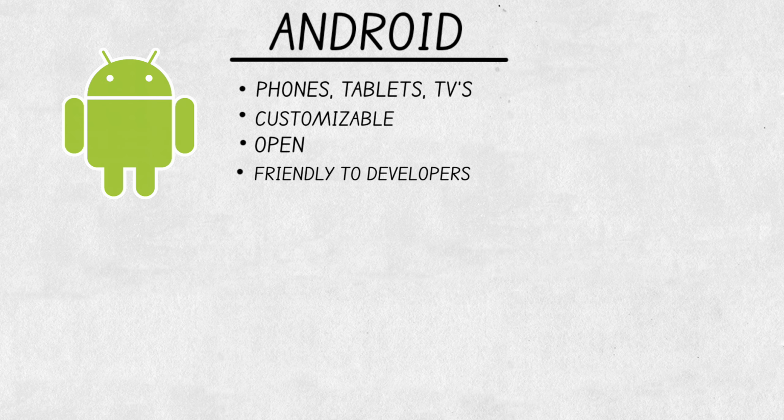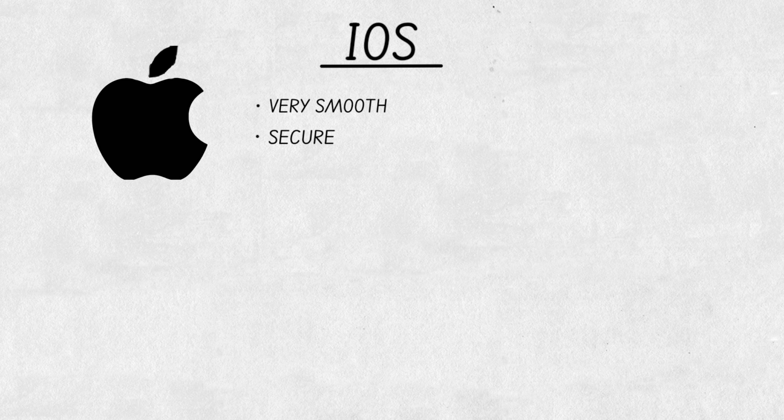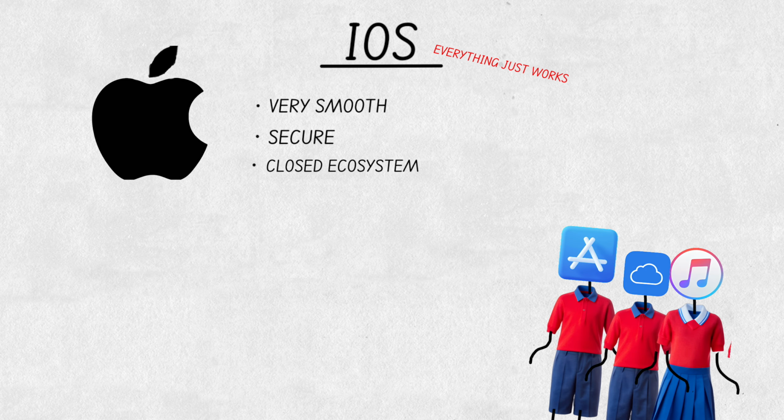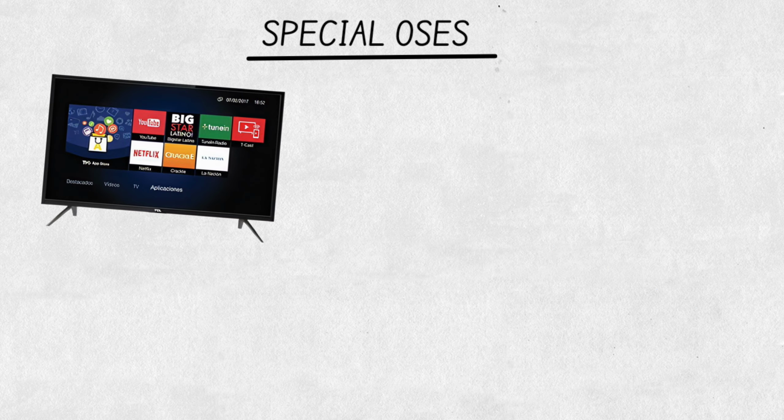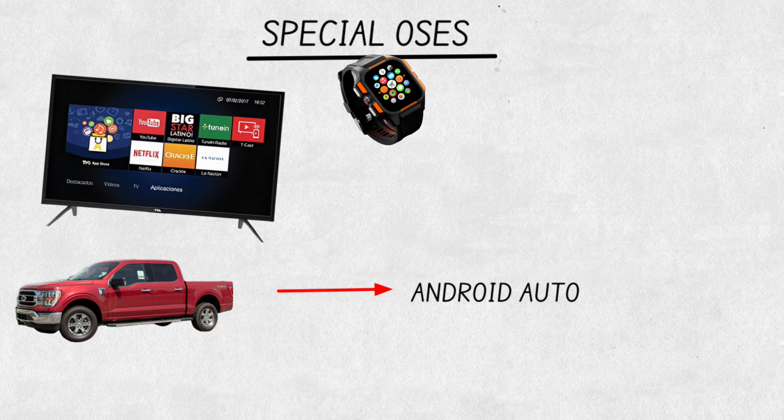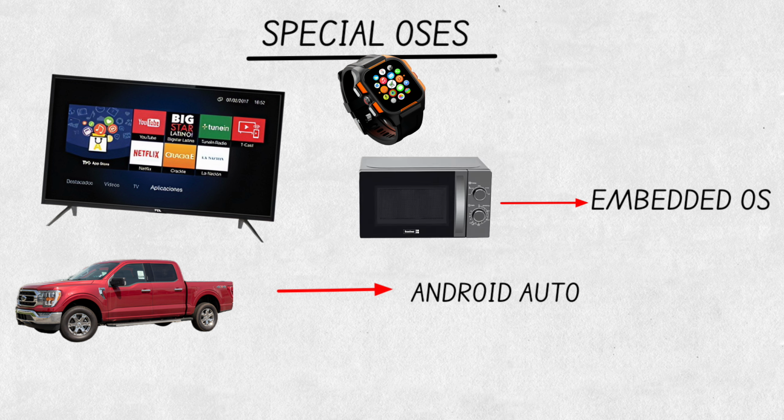4. Android, runs on phones, tablets, TVs, customizable, open, friendly to developers. 5. iOS, very smooth, secure, closed ecosystem. Everything just works. Apps behave like they all attend the same private school. 6. Special OSs, Smart TV OS, Car OS like Android Auto, Watch OS, embedded OS in microwaves, elevators, ATMs. They all run simplified versions because the devices don't need TikTok, they just need to do one job well.